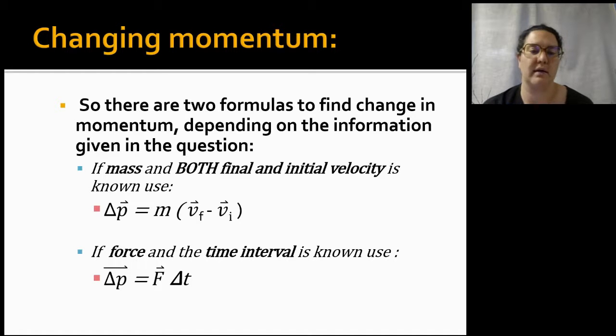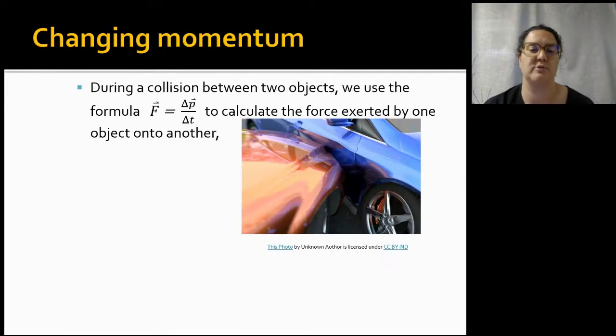So we use these equations to determine forces during collisions. During a collision between two objects, we use the formula force equals change in momentum divided by change in time to determine the force exerted by one object onto another, based on the time it takes for that change in momentum or collision to occur, as both objects involved in the collision experience the same length of time and are applying force to one another.